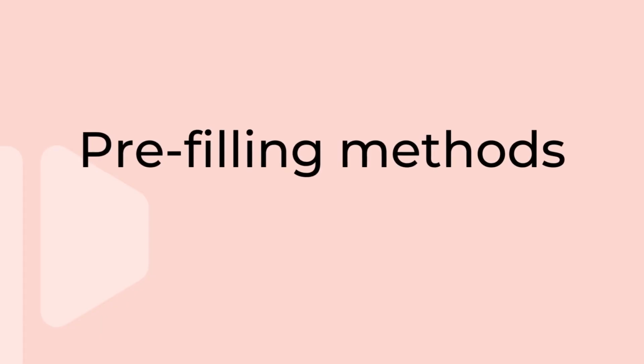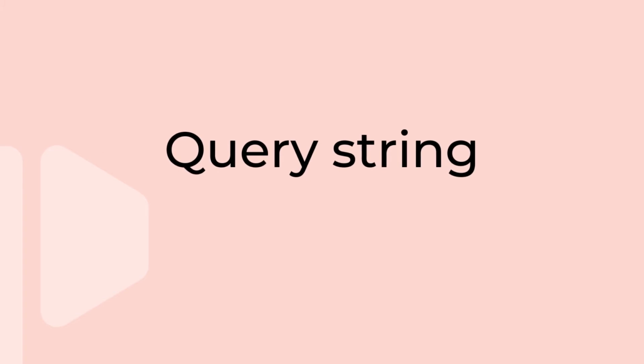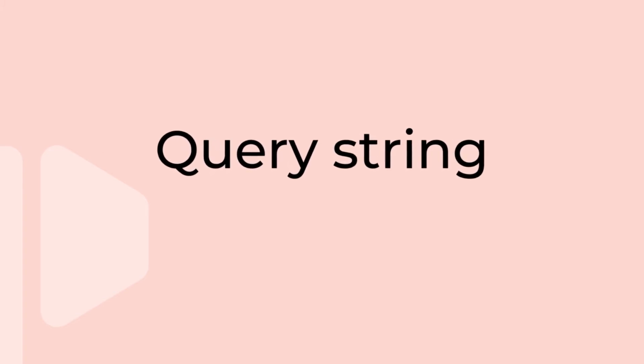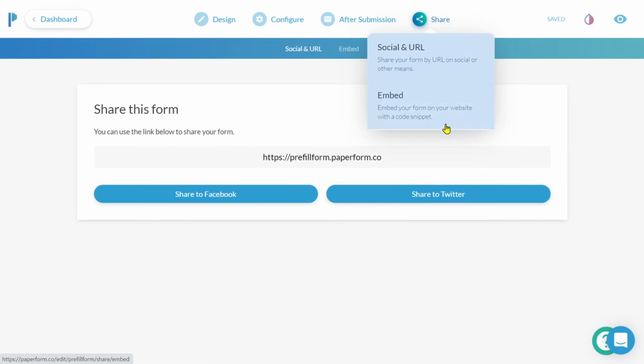Let's look at the methods in which we can pre-fill. Pre-filling within most forms is done through a query string, or by emulating the query string's format. In a URL, the beginning of a query string is indicated by a question mark. Let us look at this process. I have collected my form's URL by clicking Share from the navigation menu, and I will then type a question mark to begin my query string.